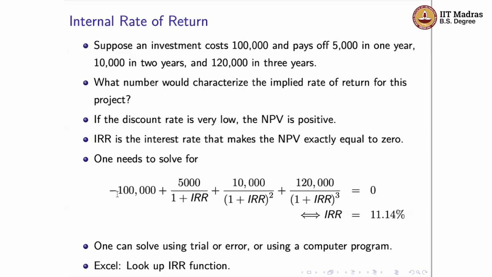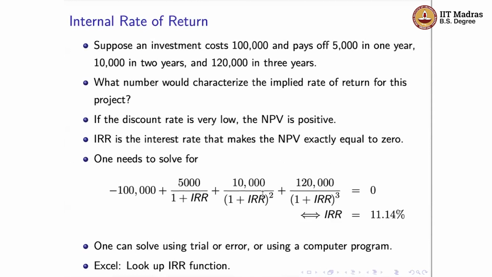So we have got a cost of 1 lakh today. We are getting 5,000 1 year from now, so we need to discount that by 1 plus IRR. Plus 10,000 in 2 years' time, so 10,000 divided by (1 plus IRR) squared, plus 120,000 in 3 years' time, so 120,000 divided by (1 plus IRR) to the power 3. And we want to set that equal to 0 and solve for the IRR.